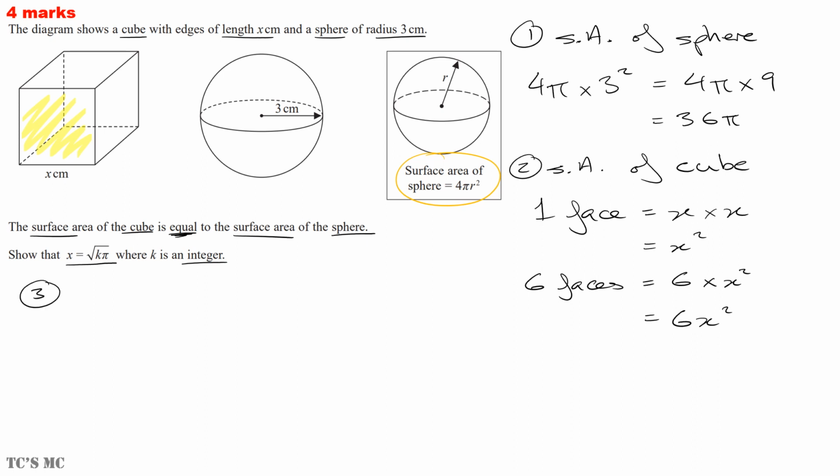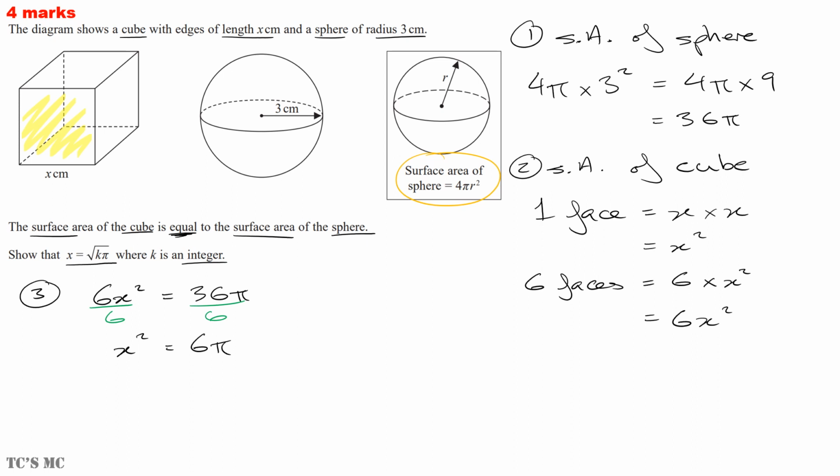For step 3, we're going to use the fact that it says both surface areas are equal. So we can say 6x squared is equal to 36 pi. We now have a third mark. To solve this, instead of 6x squared, we want 1x squared, so we need to divide by 6. That gives us x squared is equal to 6 pi.